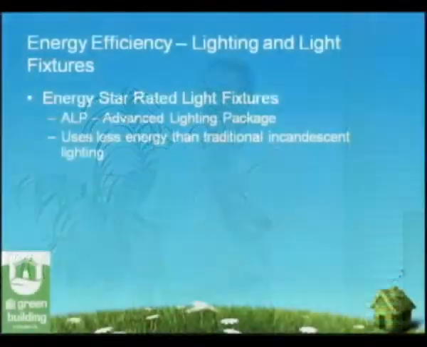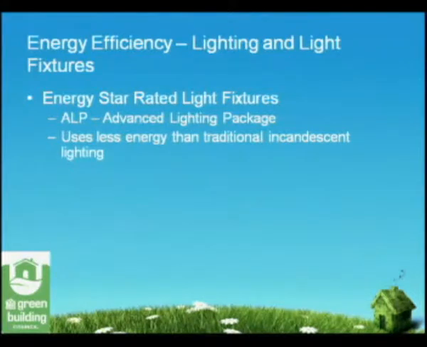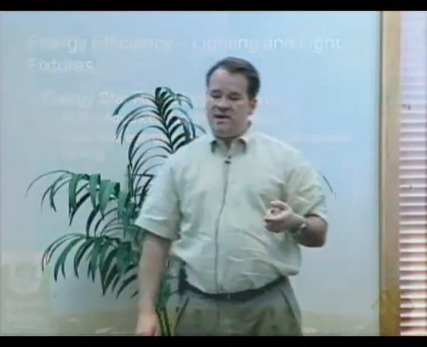Now we're going to talk about energy efficiency as it relates to lighting and light fixtures. The next step in green building is looking at what we're consuming in terms of the wattage of our bulbs, the electricity that we're bringing in to light these facilities. Energy Star has rated light fixtures called Advanced Lighting Package, or ALP. They use about two-thirds less electricity than your standard incandescent fixtures, while providing the same quality of light.